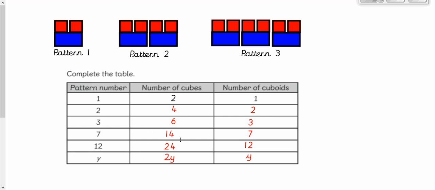7, there were 14 cubes, 7 cuboids. 12, 24 cubes, and 12 cuboids. Notice we said half, but also the number of cubes is double the number of cuboids. Now y, hopefully we got this.